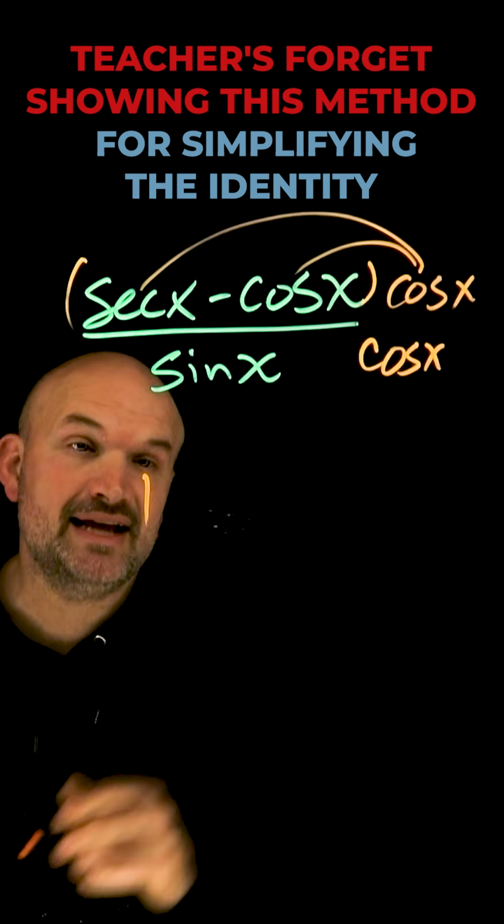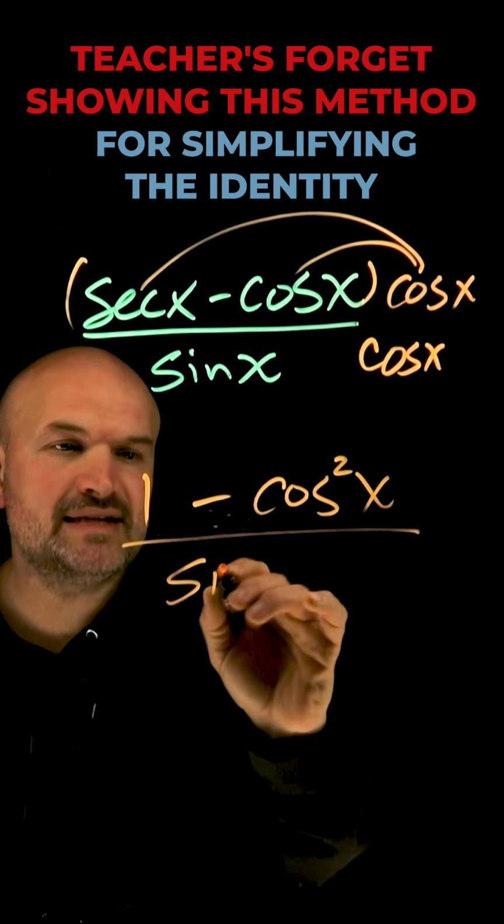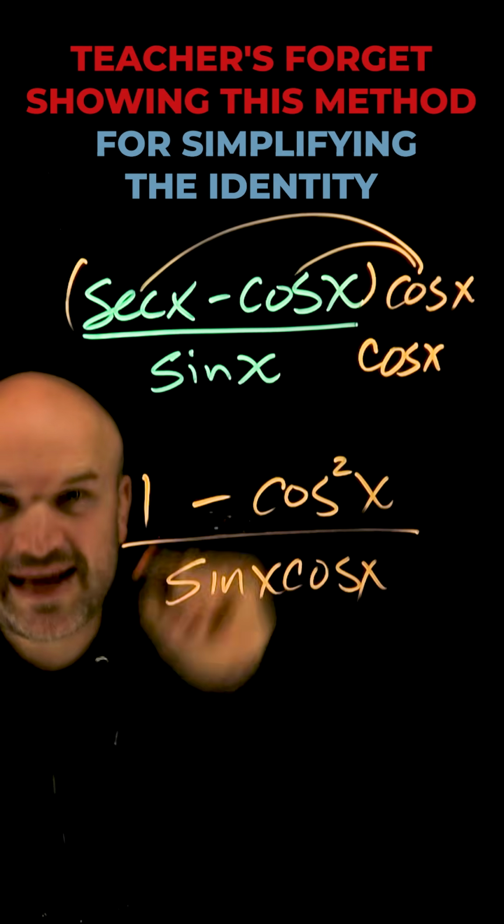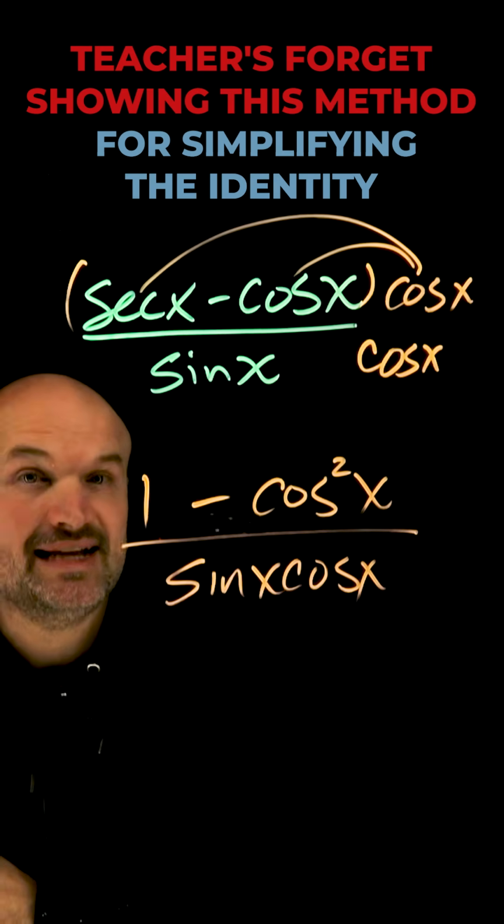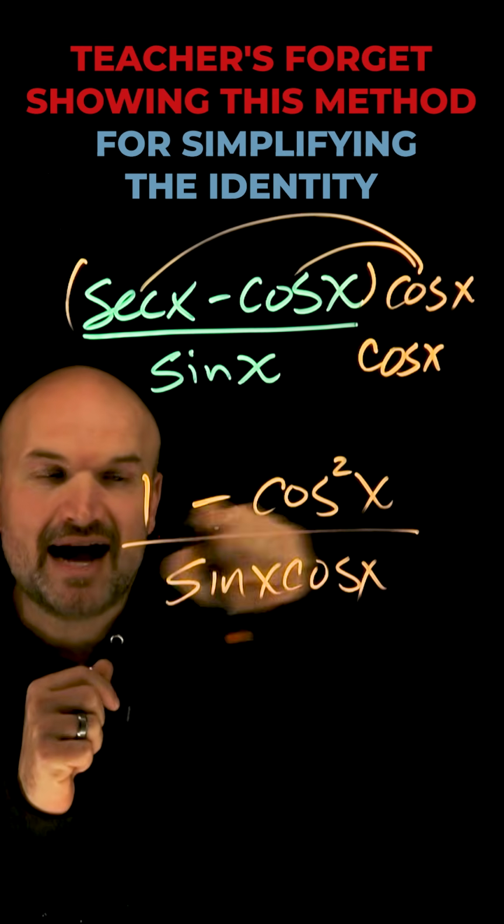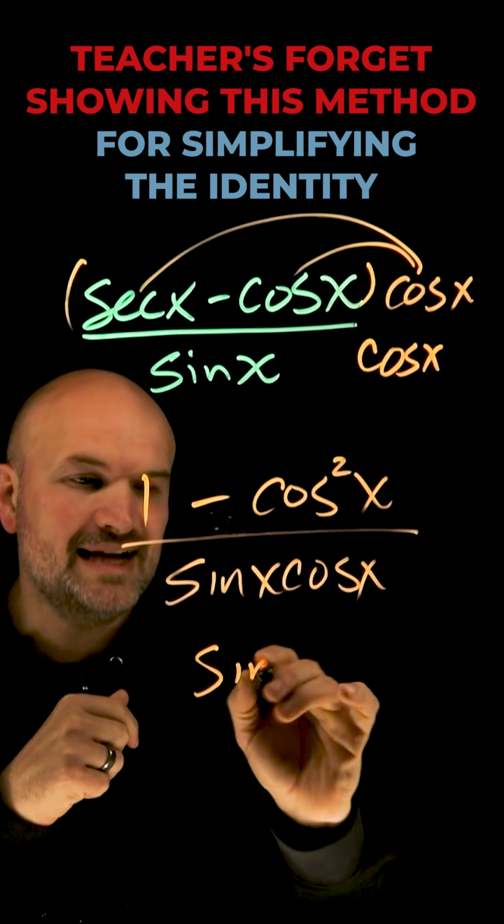Cosine of x times a negative cosine of x is going to be a negative cosine squared of x. And then my denominator is sine of x cosine of x. Now, the important thing here is I created a cosine squared. That is going to trigger in my brain, think of your Pythagorean identities. Sine squared plus cosine squared equals 1. So I can rearrange that and identify that 1 minus cosine squared of x is equal to sine squared of x.